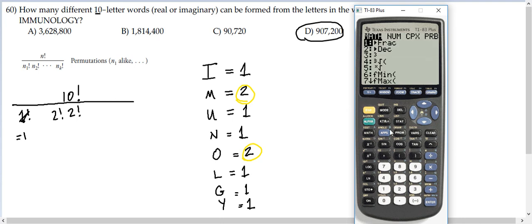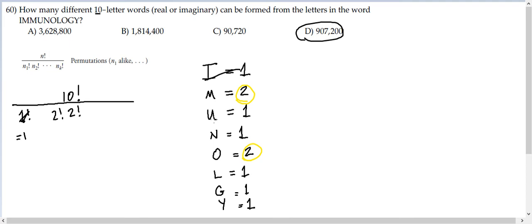So again, just to reiterate what I was saying earlier, if you do 1 factorial on a calculator, it's just 1. I just want to show you that. So 1 factorial is 1. So therefore, all these ones where you just have 1 letter, they don't change anything.